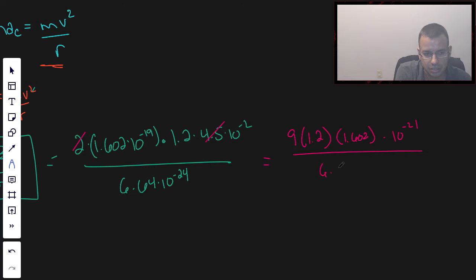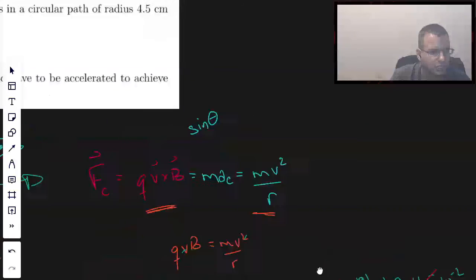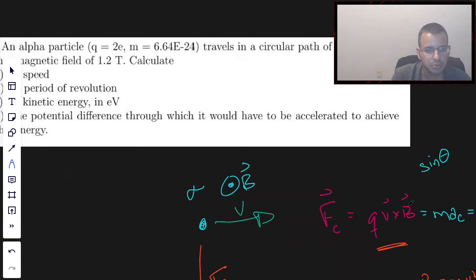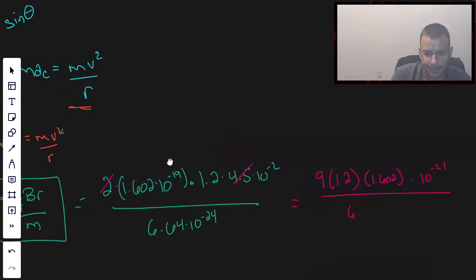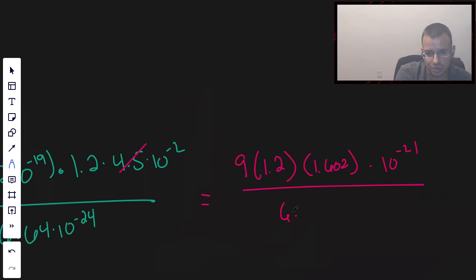6.64. Is it 6.64? I think it's 6.64. 6.64, yep. So we have 6.64. It's supposed to be a 6, even though it looks like a 4, times 10 to the negative 24th.